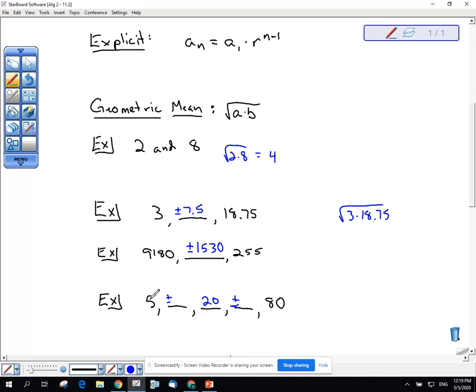And 5 times 20 is 100. Square root would be 10. So 5 plus or minus 10, positive 20, and then do the same thing here, would be 40. Okay, now just pause on that one. 5, 10, 20, 40, 80. Isn't that going up by a multiplier? And even if it's 5, negative 10, 20, negative 40, your multiplier would be the same number, but it would be negative.